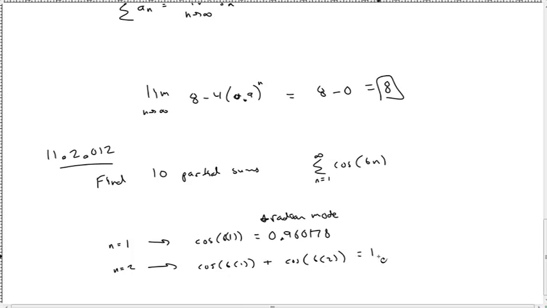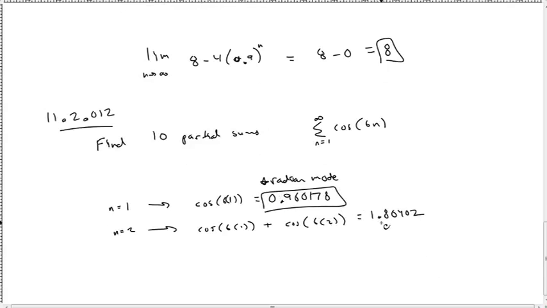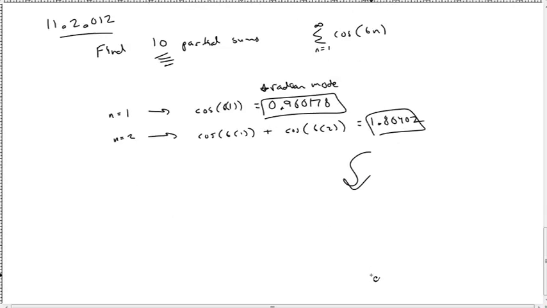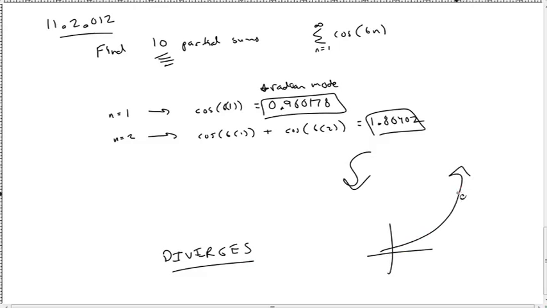Now I get 1.80402. And these are your answers. They say to do it 10 times. And then at the very end they say, hey, is it converging or diverging? The answer is diverges. Now, the reason why it's diverging is not because it's going up, up, up, up, up. It's not like that.